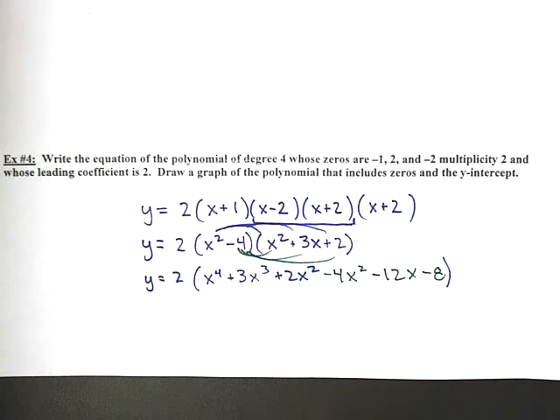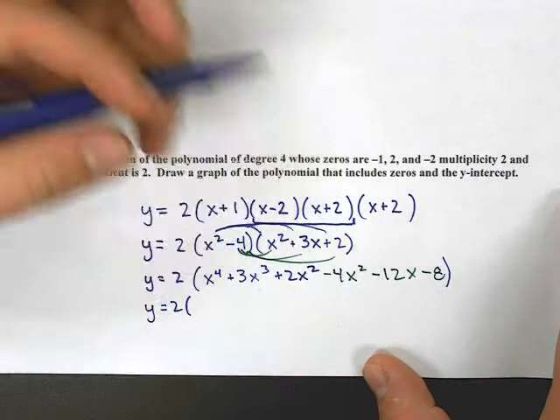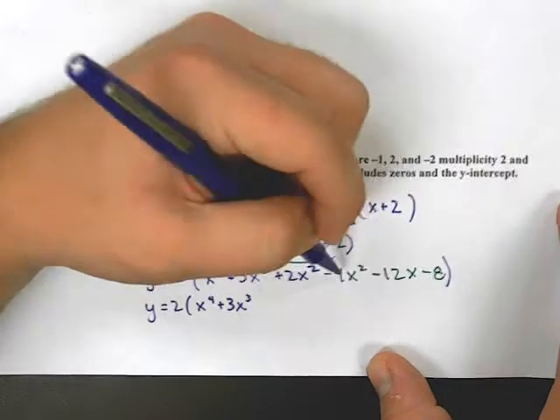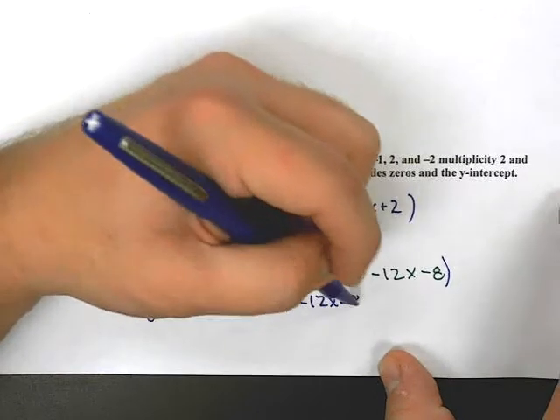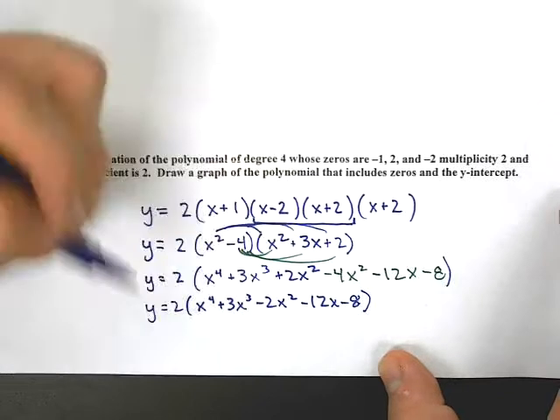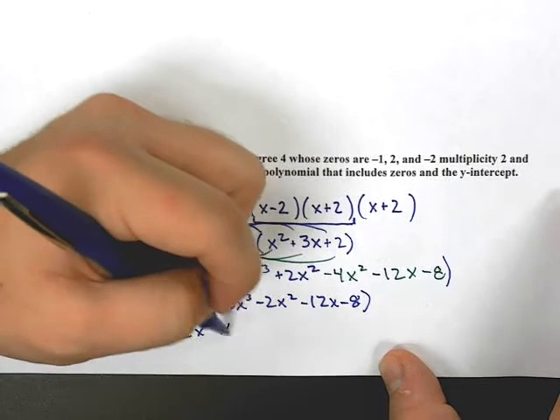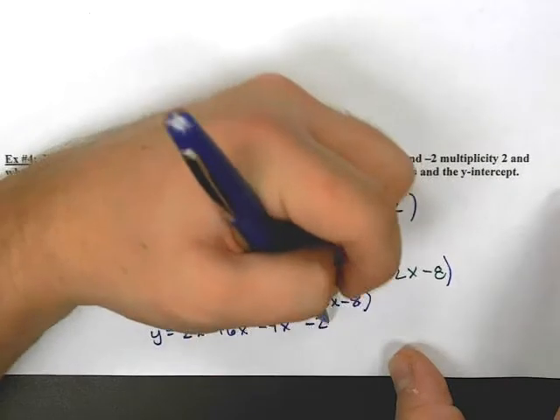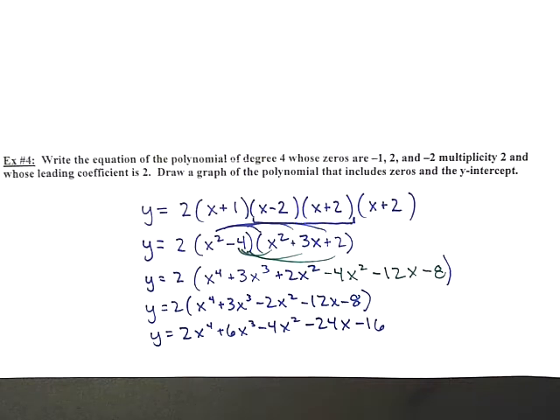And now I can start to clean this up. All right, first things first, combine any like terms. X to the fourth plus 3x cubed. Ooh, these combine to negative 2x squared minus 12x minus 8. And lastly, we take care of this too. So 2x to the fourth plus 6x cubed minus 4x squared minus 24x minus 16. And that is your answer.